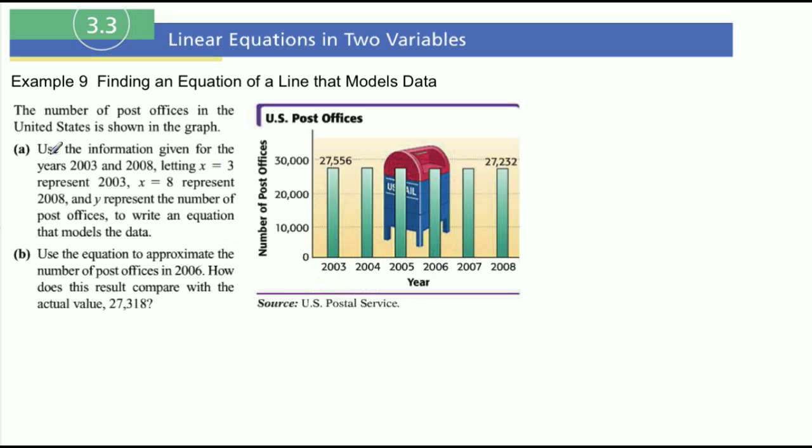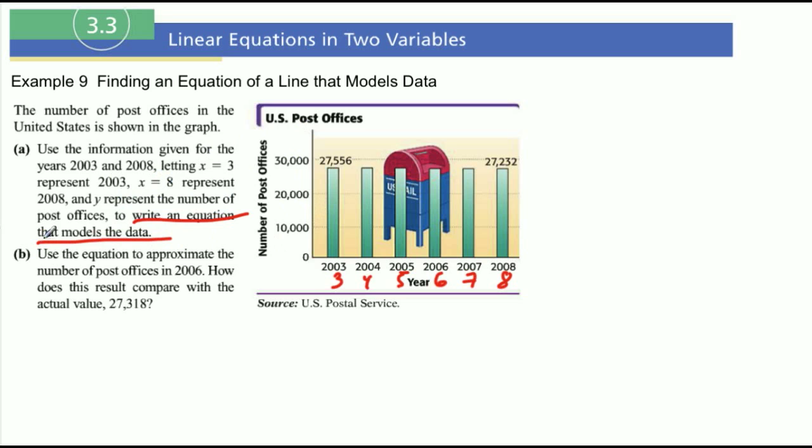Voila. So we want to use information given for the years 2003 and 2008, letting x equals 3 to represent 2003. So really this is like x equals 3. And x equals 8 to represent 2008. So really this is 3, 4, 5, 6, 7, and 8. And y represents the number of post offices. So here are the number of post offices. And we want to write an equation that models the data.